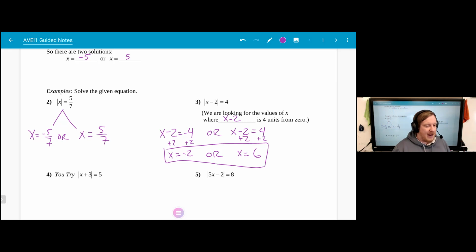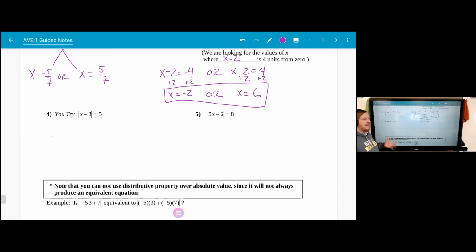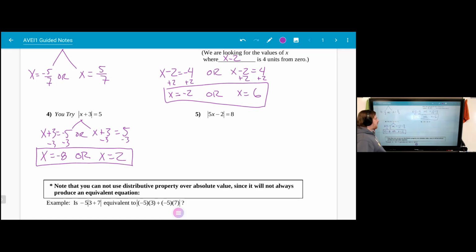Okay, now that we're back, same thing. We're trying to find the distance where the absolute value of x plus 3 is 5 units away from 0. In other words, where x plus 3 equals -5, or where x plus 3 equals +5. Solve them independently. Subtract 3 from both sides on this one. x equals -8. Or subtract 3 here. x equals 2. There we go. Same steps for the next one.